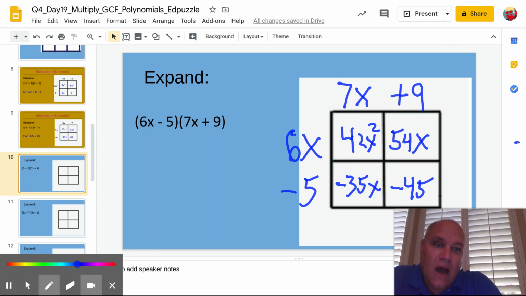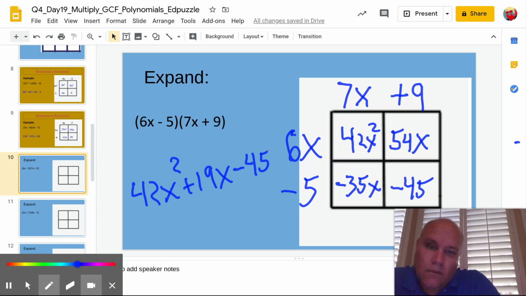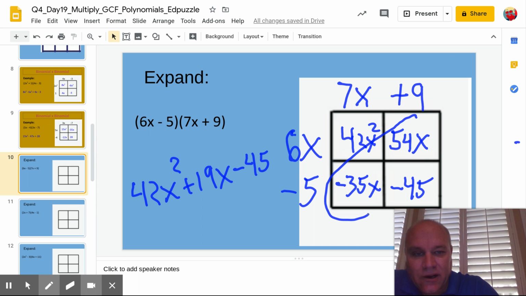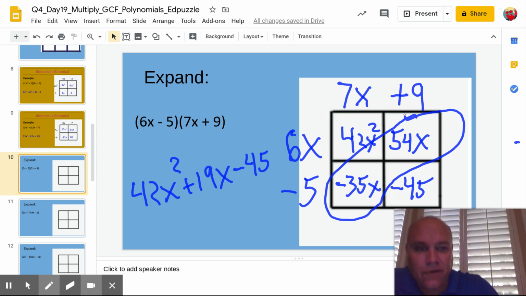Negative 45. Okay, what I want you to do now is combine like terms and write out the polynomial in standard form for me. The answer is 42x squared plus 19x minus 45. Again, we had to combine like terms here, x to the first degree. So negative 54x plus negative 35x is a positive 19x.